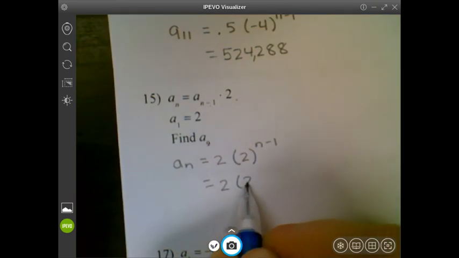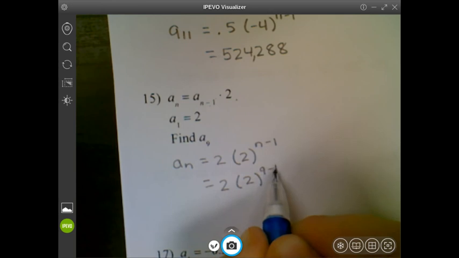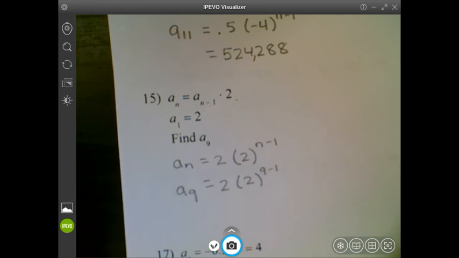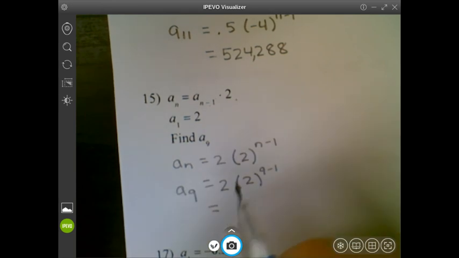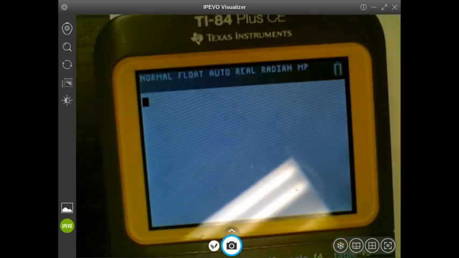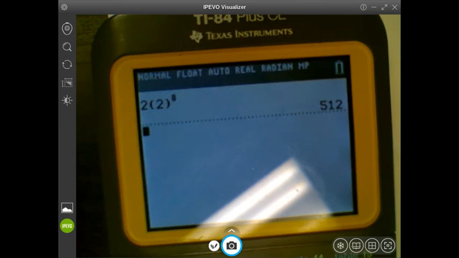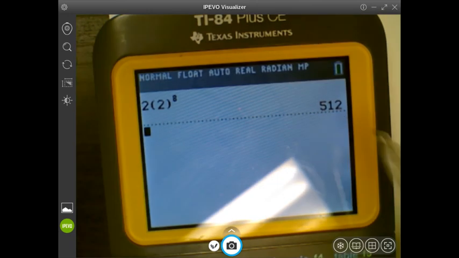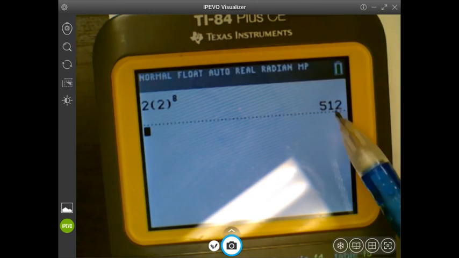So this would be 2 times 2 to the 9 minus 1. That's going to tell us the 9th term. And we can just use our calculator here. So it'd be 2 to the power of 9 minus 1, so power of 8. And we get 512. And I expect to see a number in that range.